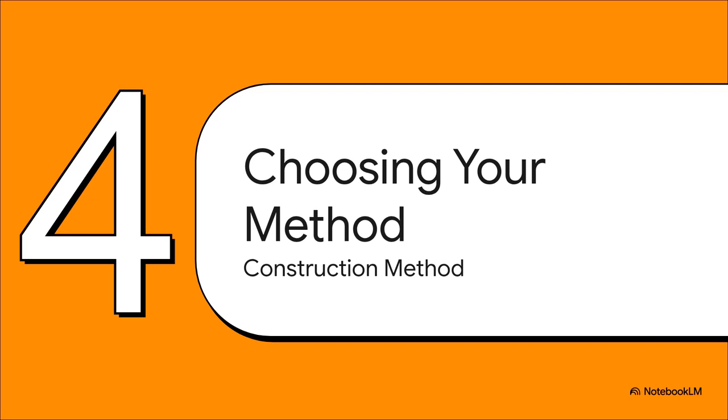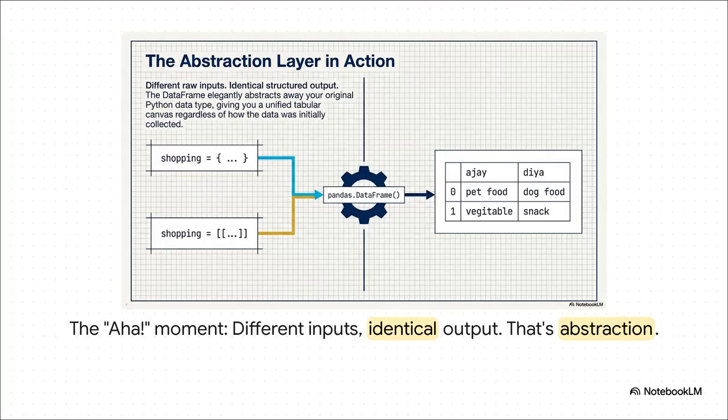So the obvious next question is, which one should you use and when? Let's break it down. And this is the real aha moment. Just look at this. We started with two completely different Python data types, a dictionary of lists and a list of lists, but the final data frame we get is identical. This is the magic of Pandas. It handles that messy conversion for you, abstracting it all away so you get a clean, predictable table to work with no matter where you started.